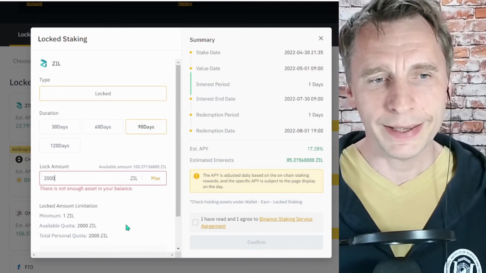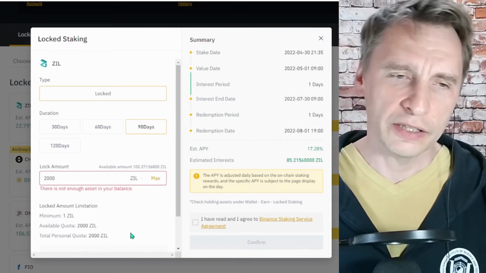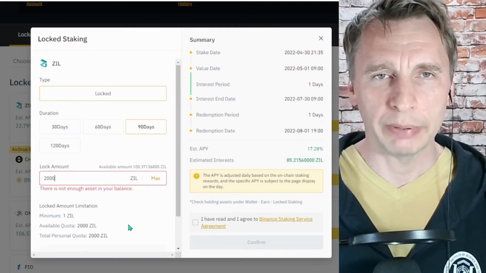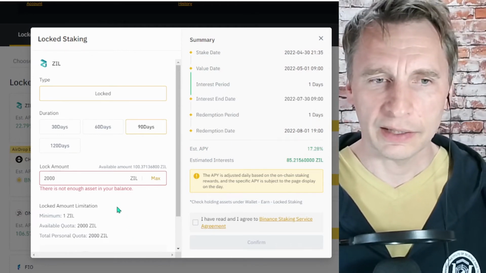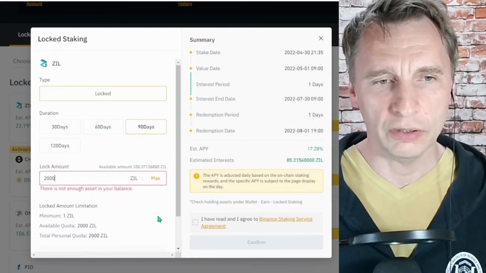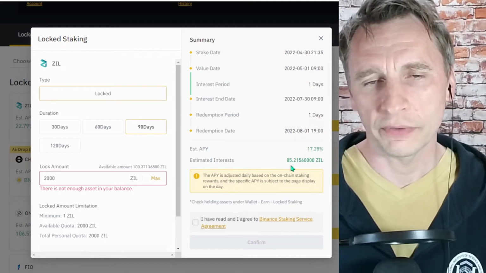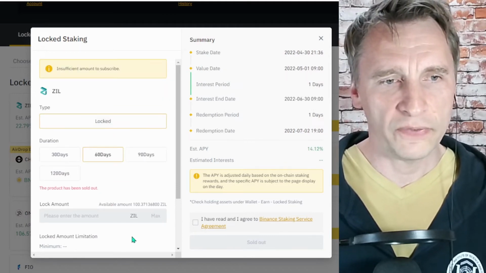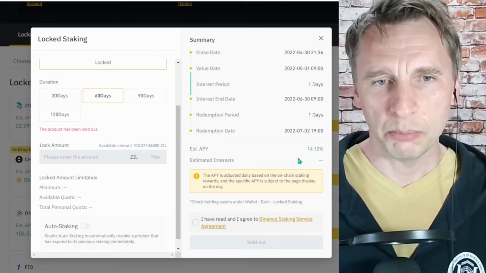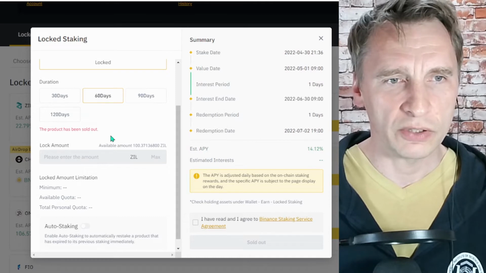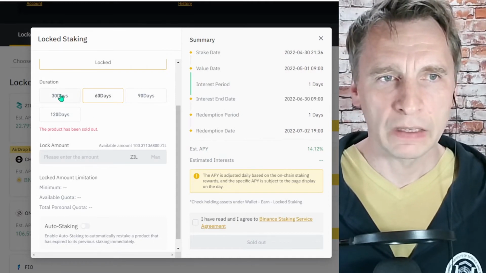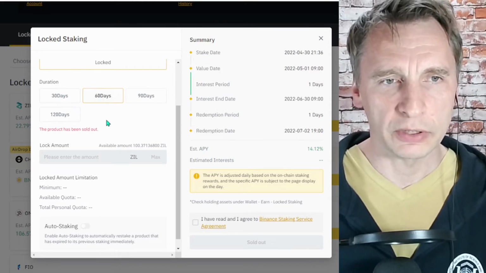If you go with the 90 days, your lockup would be 2,000. This could also change depending on the status of your balance sheet, I guess, or your standing VIP level on Binance. But for me, it is 2,000 ZIL for 90 days, which would yield a return of 85 ZIL. If I wanted to go with a 60-day lockup, actually right now the product is sold out, but that would give me 14%, and I can't even use it because if it's sold out, that means there's no more ways to lock up, to stake Zilliqa for this particular time frame.